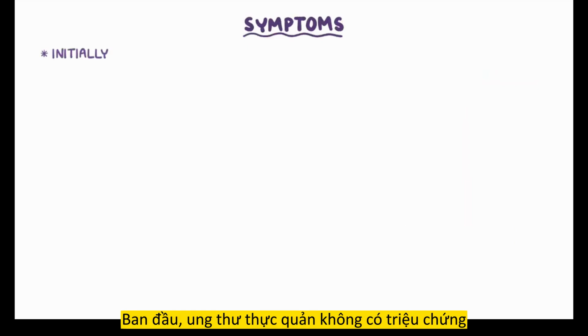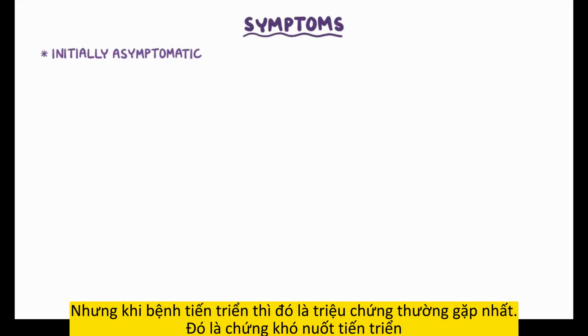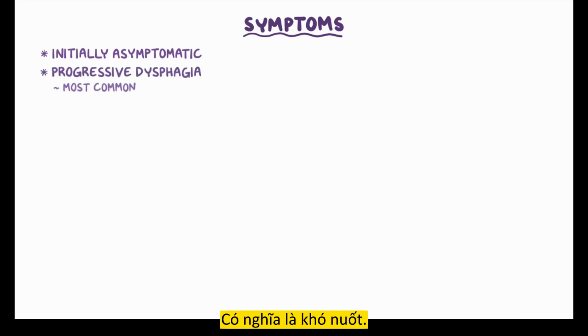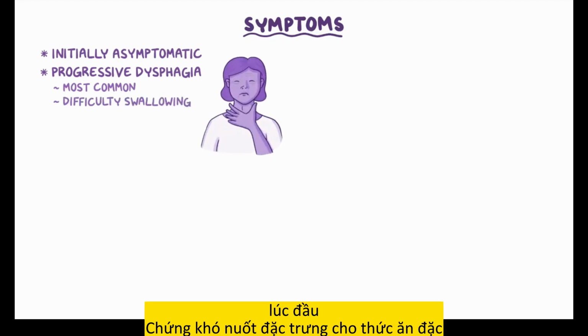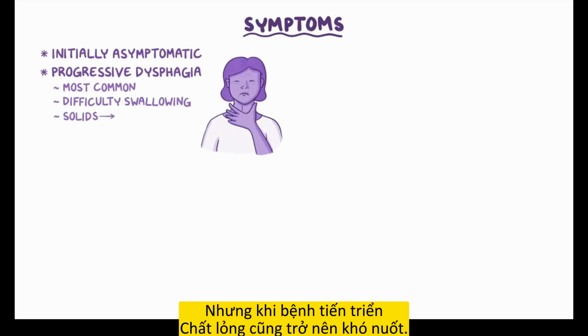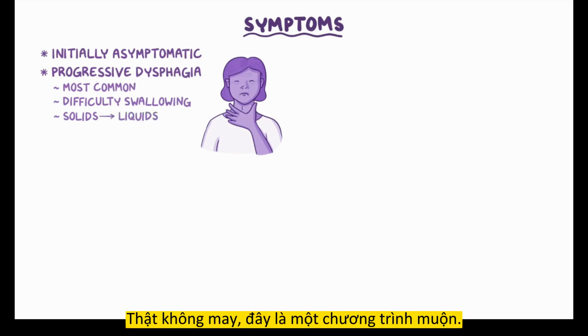Initially, esophageal cancer is asymptomatic, but once it progresses, the most common symptom is progressive dysphagia, which means difficulty swallowing. At first, dysphagia is specific to solid foods, but as the disease progresses, liquids are also hard to swallow. Unfortunately, this is a late symptom.